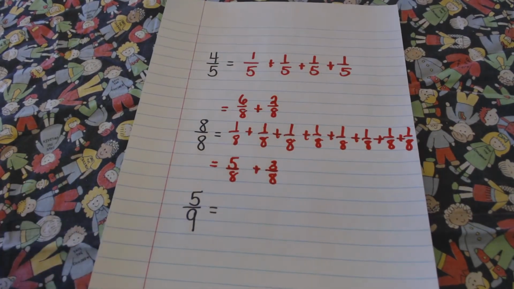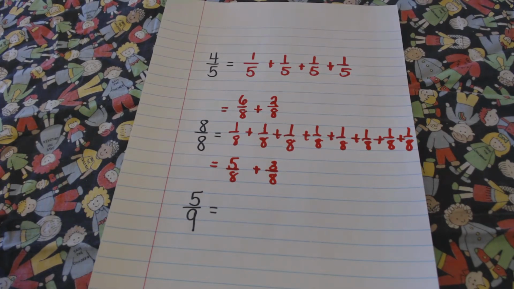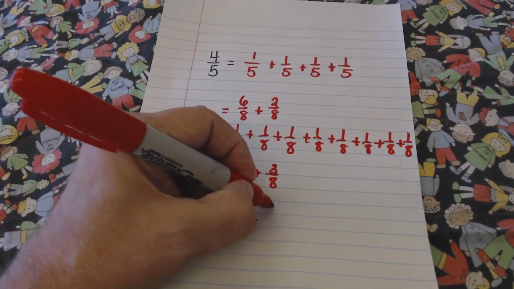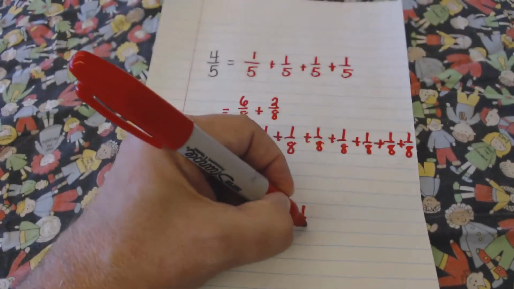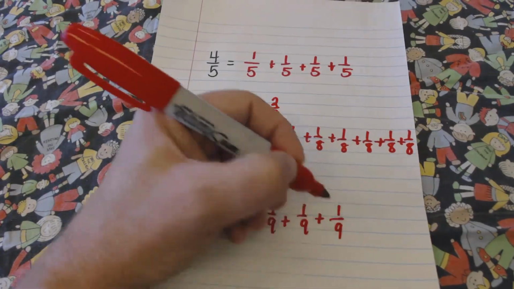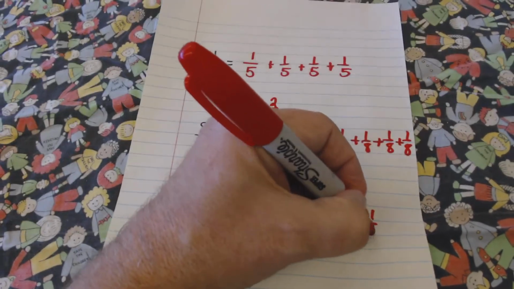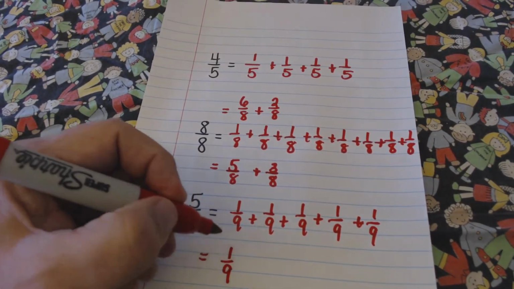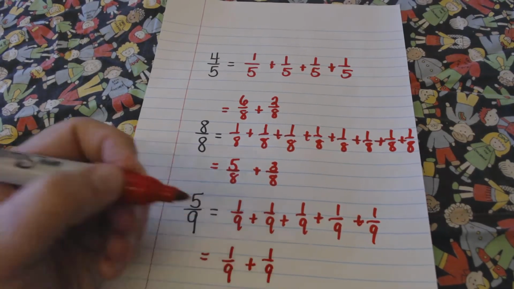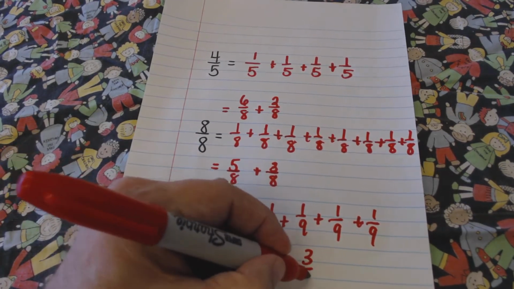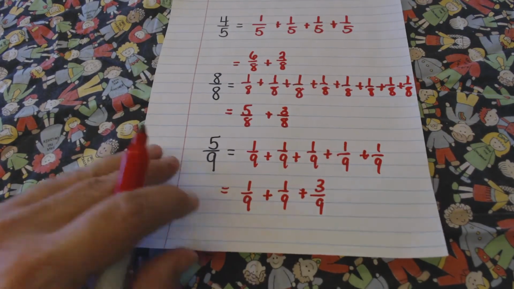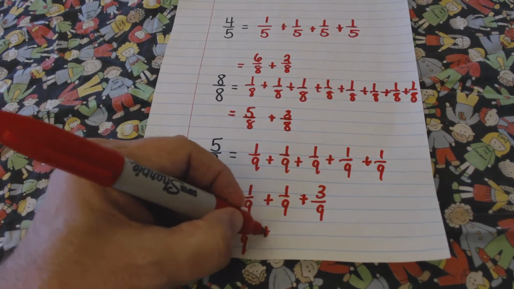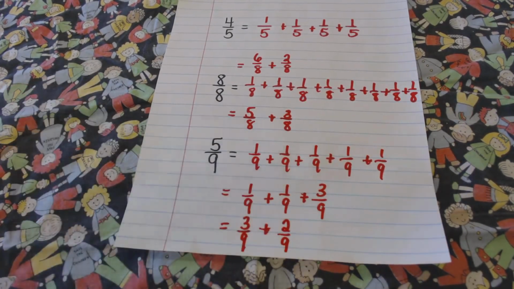What about 5/9? Can we think of any ways to create 5/9? Well, we could do 1/9 plus 1/9 plus 1/9 plus 1/9 plus 1/9. That would be one way. Another way would be, say, 1/9 plus 1/9 plus 3/9. And yet another way would be 3/9 plus 2/9 equals 5/9.